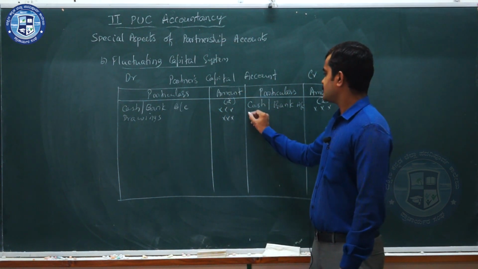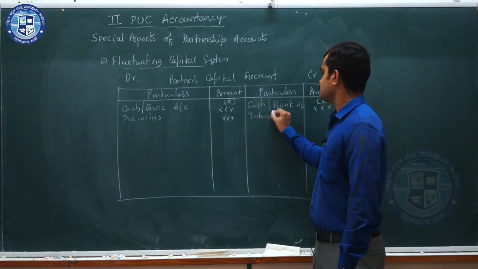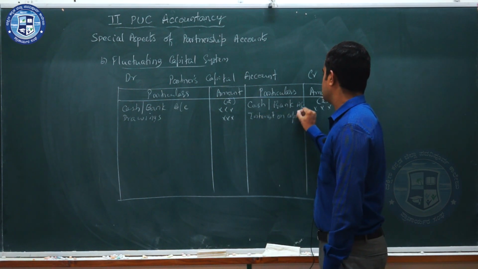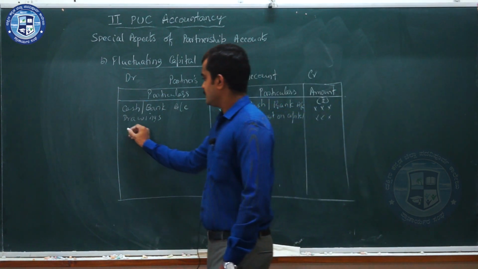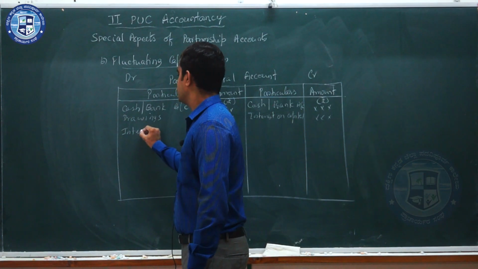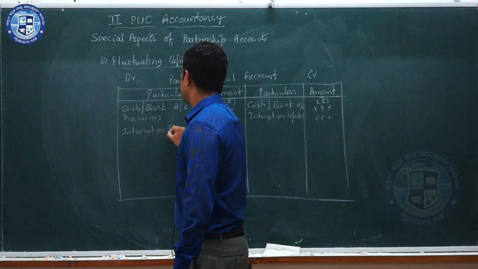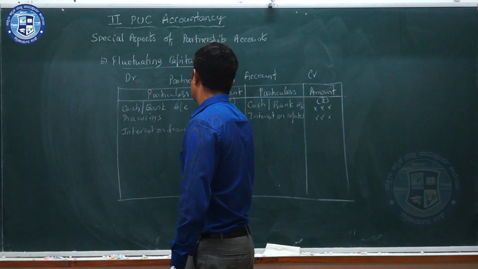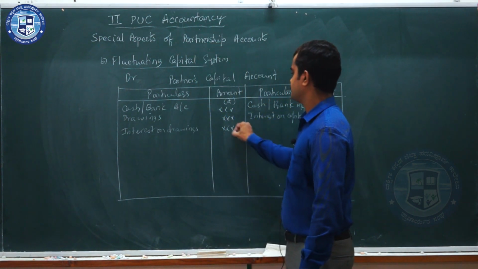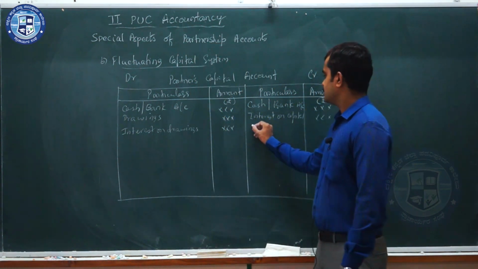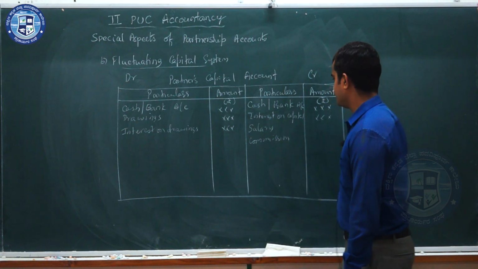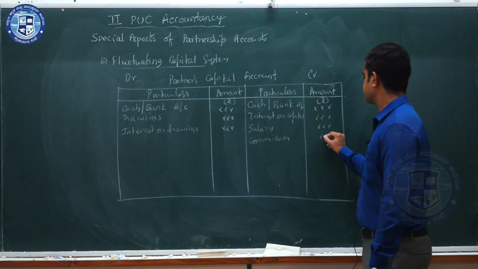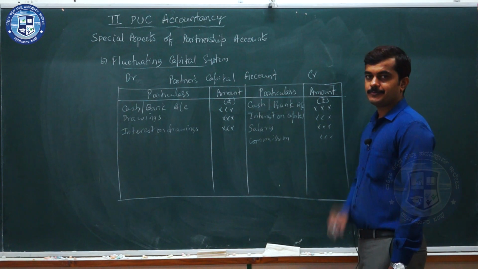Next, interest on capital on credit side. Next is interest on drawings on the debit side. After that, salary, commission to partners on the credit side, and last, share of profit or loss.